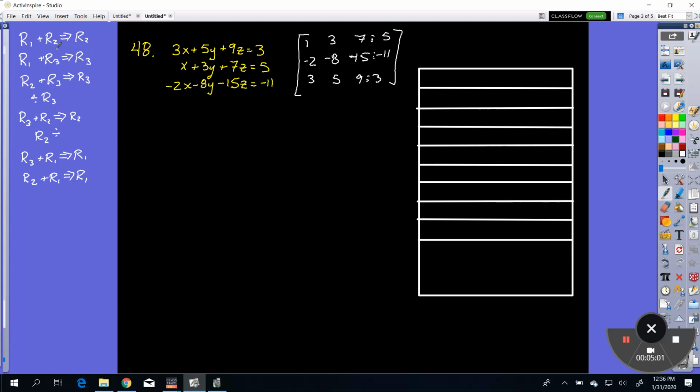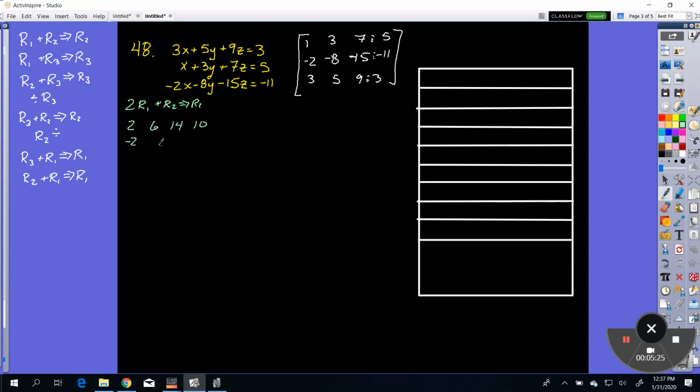So if I look at my steps over here on the left, it tells me what I need to do. And I'll do this both ways so you can see it. So row 2, that needs to be a 0, so I multiply row 1 by 2, and I add that to row 2, and it's going to make a new row 2. So 2 times row 1 is 2, 6, 14, and 10.